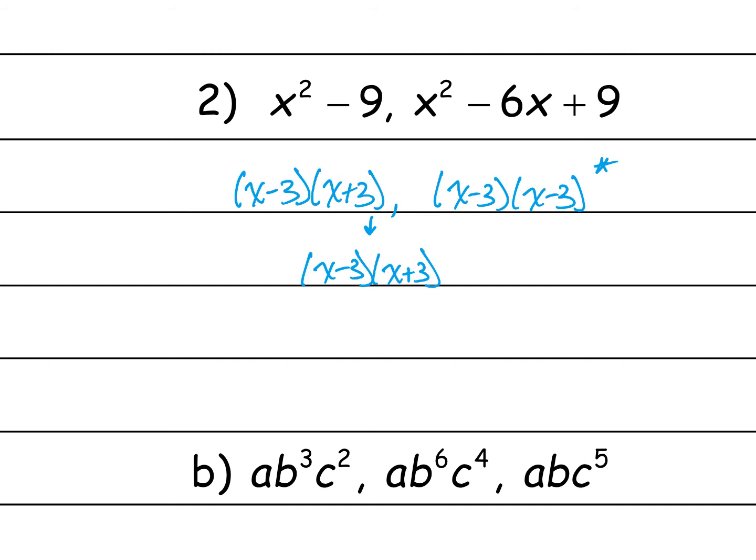So what's in the second set that's not in the first set? A second x minus 3. A second x minus 3, exactly. Yeah, that's exactly right. There's another second x minus 3. Remember, I have to have something that everything goes into.